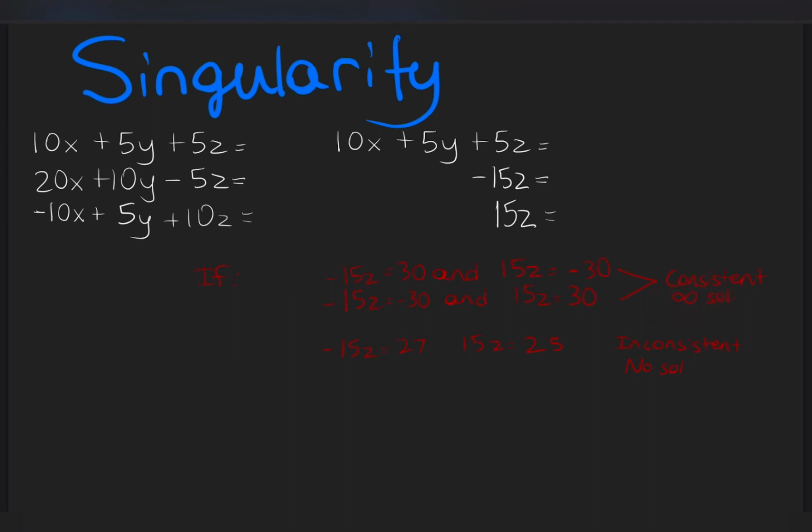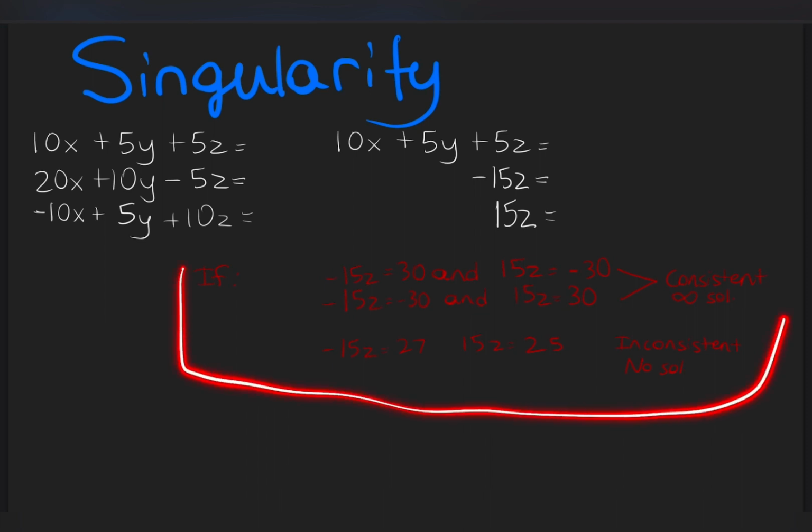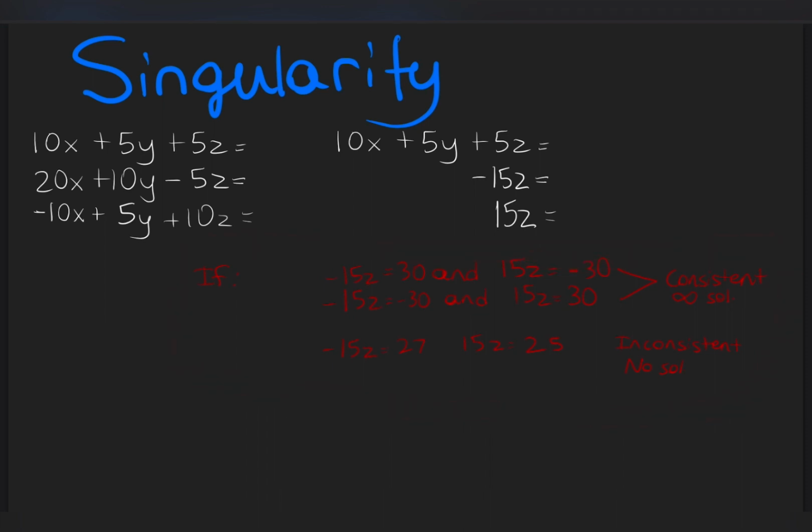And once there are infinite solutions, we call the system of equations consistent. So if -15z is equal to a number and 15z is equal to a totally different number, there is no solution to the system of equations, and we call the system of equations inconsistent. Keep in mind that both of these scenarios are still singular. The way we define singularity is if there are no solutions or infinite solutions, and here there are infinite solutions and no solution.